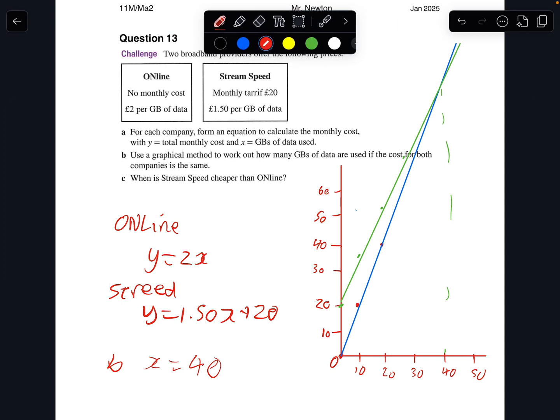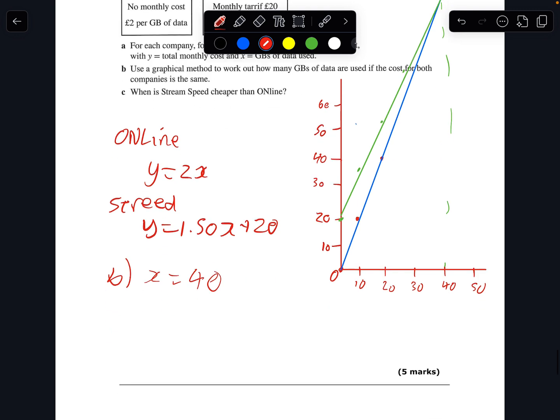And then you are asked when stream speed is cheaper. Well, stream speed is this line here. So you can see that the green line costs less when it's past 40, so past 40 gigabytes of data. Don't know who the heck is using 40 gigabytes of data, but here we are. All right, hopefully that's it.